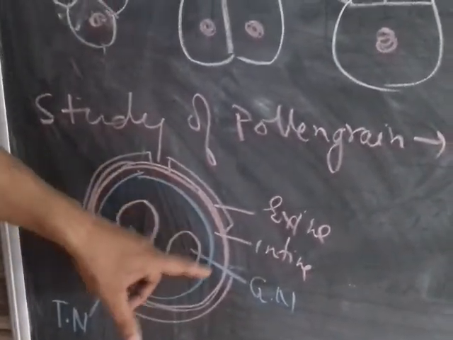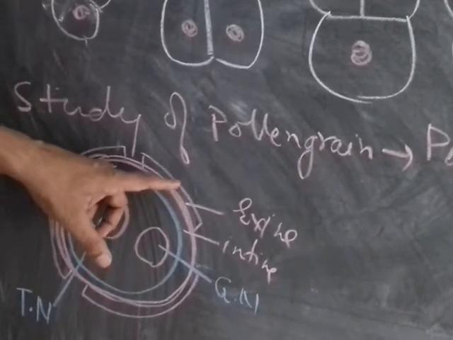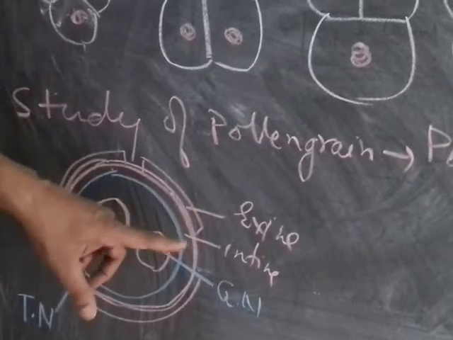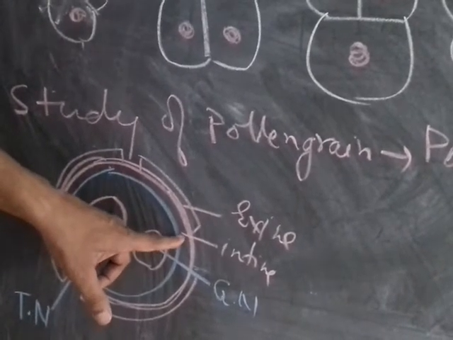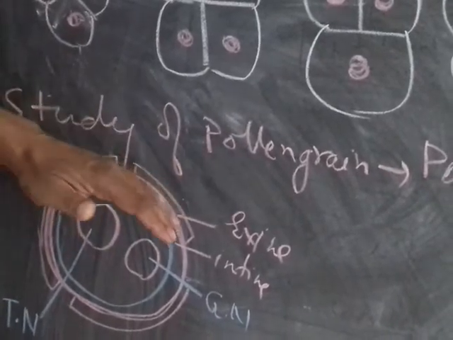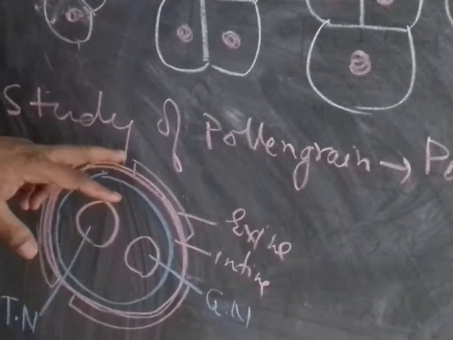Now usually each pollen grain has two walls. The outer wall we call the sporoderm. The sporoderm consists of the outer wall, which is called the exine, and an inner wall, which is called the intine. In the exine there are small pores which are called the germ pores.